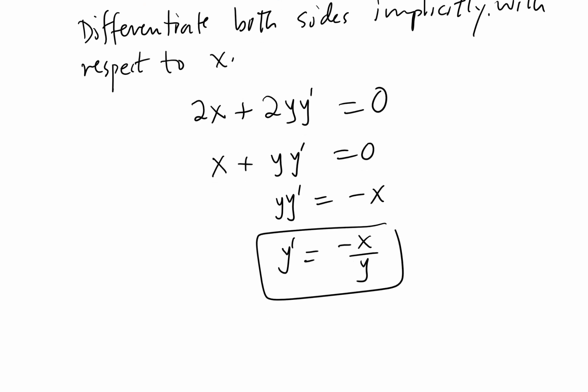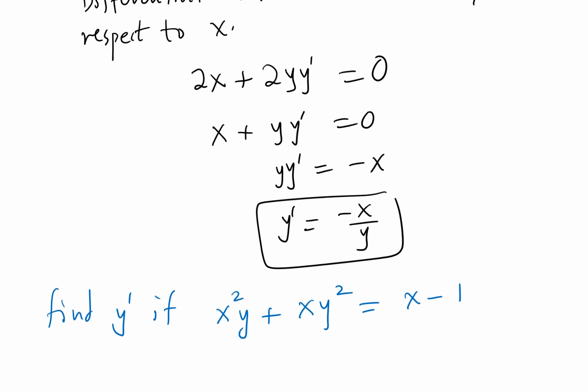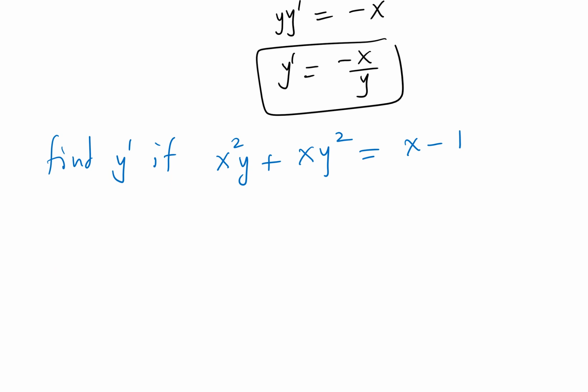Now find, as another example, y prime if x squared y plus x y squared equals x minus 1. So we start by differentiating both sides implicitly. Notice we have x squared times y, these are two functions, something times something, and x times y squared. So to differentiate this, we differentiate the first one.